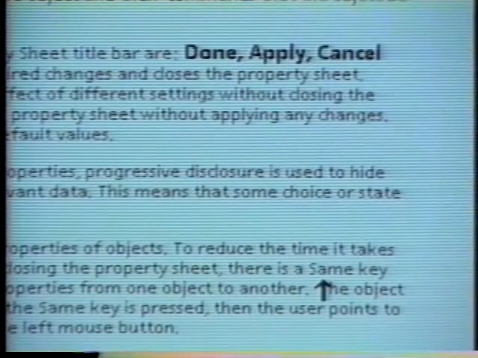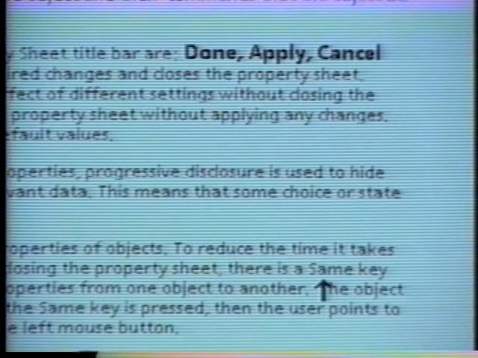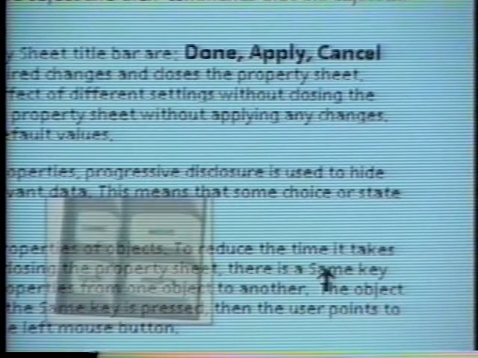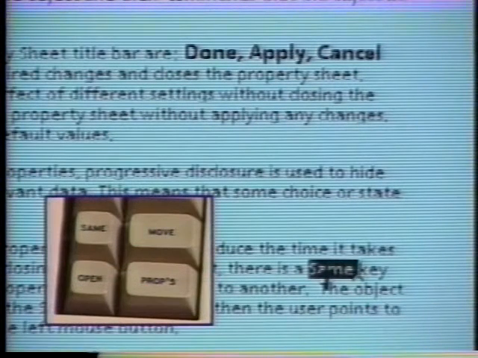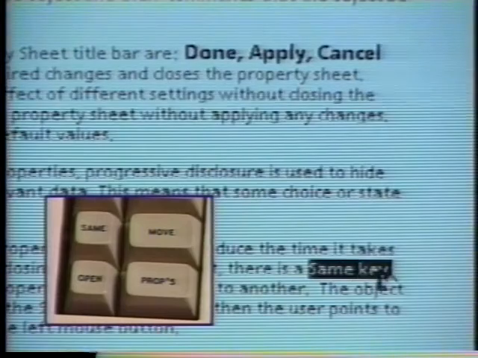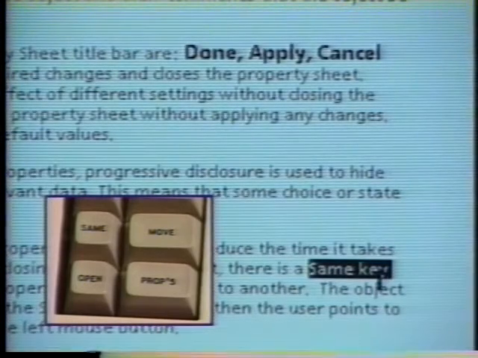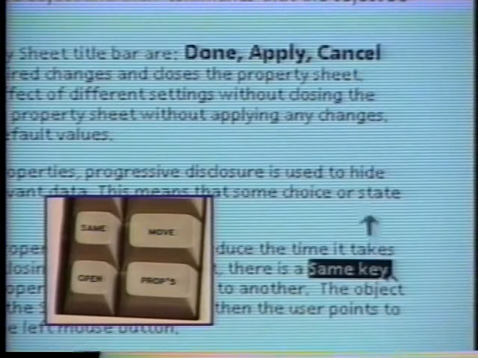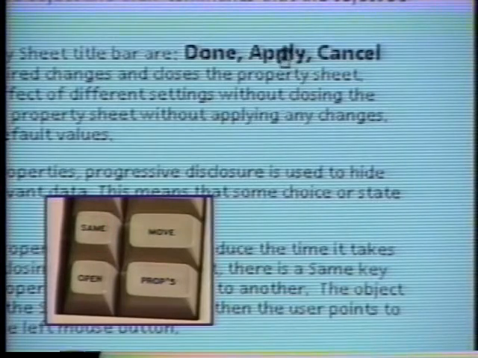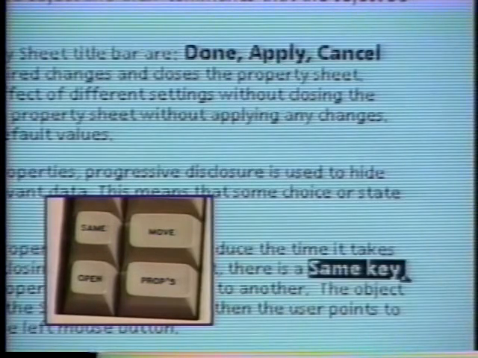Often, a user just wants to match properties of objects. To reduce the time it takes to reset properties by opening and closing the property sheet, there is a Same key which allows the user to copy the properties from one object to another. The object to be changed is first selected, next the Same key is pressed, then the user points to the object to be matched and presses the left mouse button.